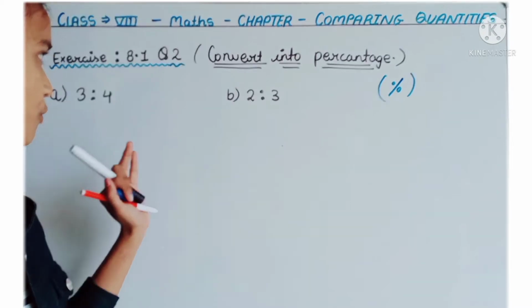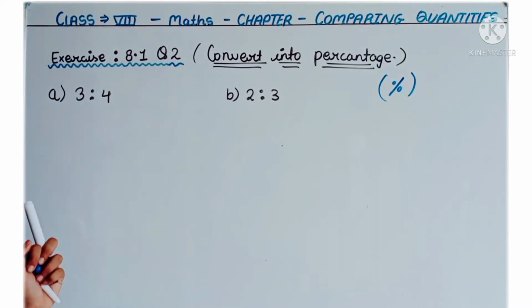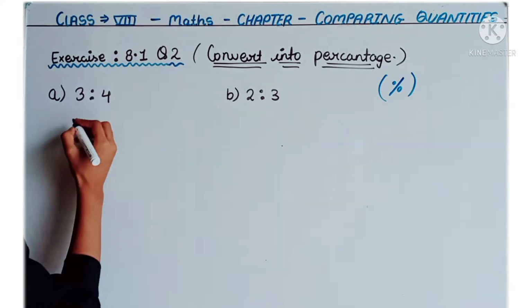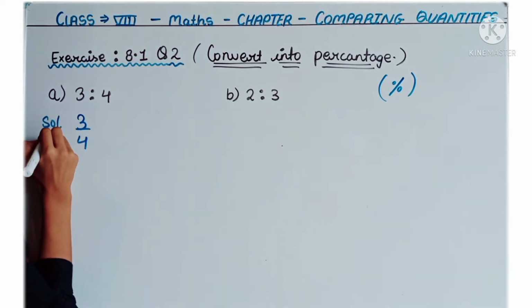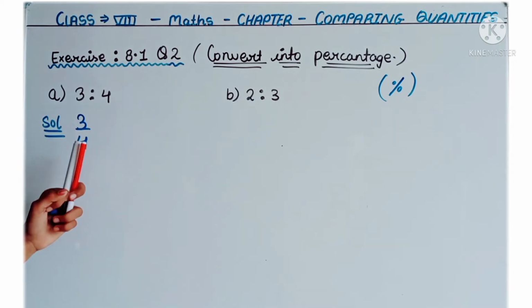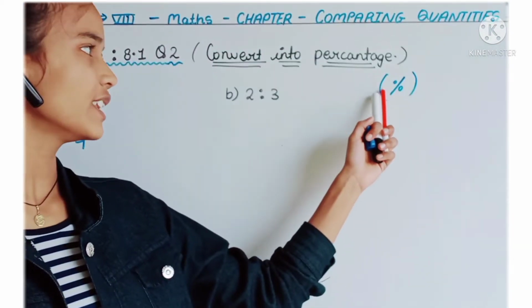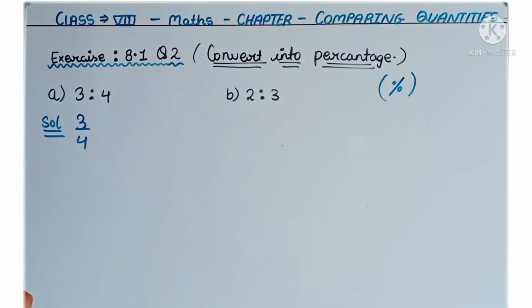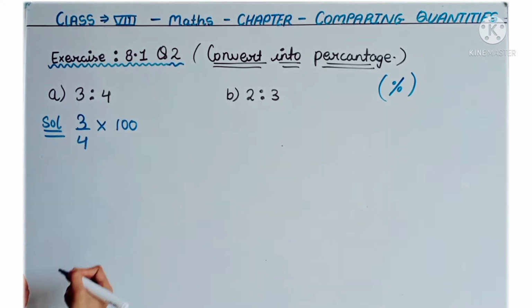यहाँ पे जितने भी ratio दिए हैं, 2 questions are given in which we have to convert them into percentage. As you can see, they are written in the form of ratio. So 3:4 को हम 3/4 भी लिख सकते हैं, as we studied in our previous question. So यहाँ पे हमने 3:4 को 3/4 में change कर दिया, and after that as we have to convert it into percentage, so what we will do? Multiplication by 100.